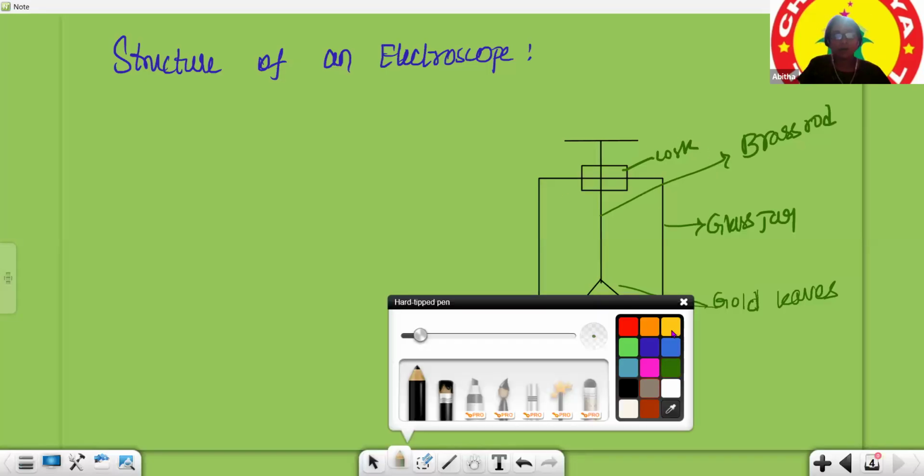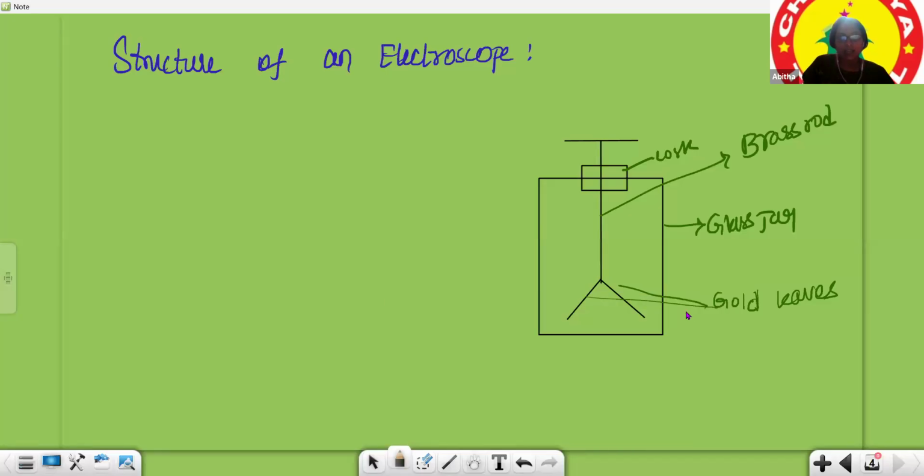So let's discuss this electroscope. This is the glass jar and we use a brass rod here, which is inserted into the cork, and two gold leaves are used. Why is gold used? Gold is a metal. You can also use silver, copper and aluminum, but mostly gold and silver are used. Why are we using metals, students? Metals are good conductors, so we are using ones made of metals.